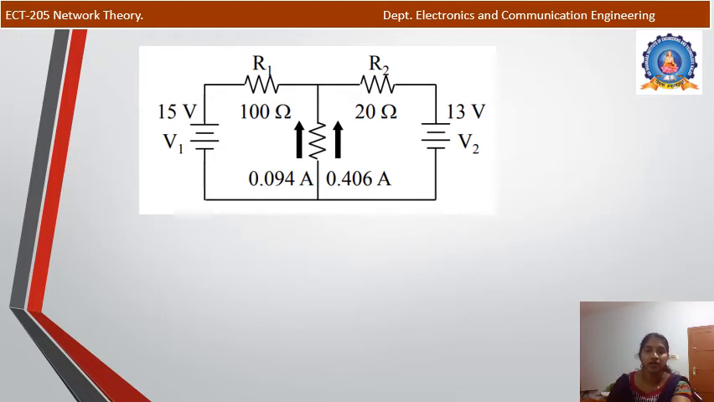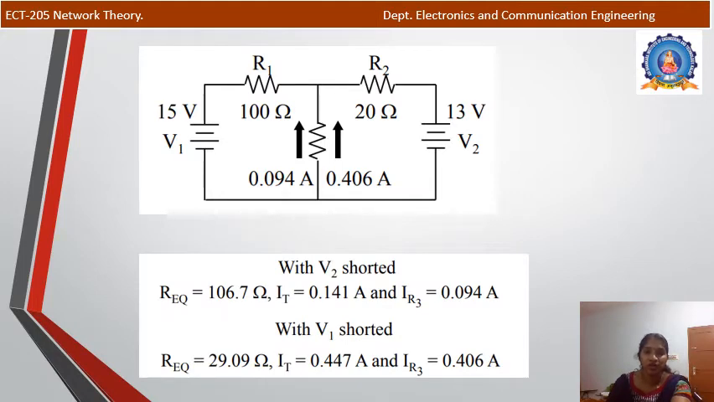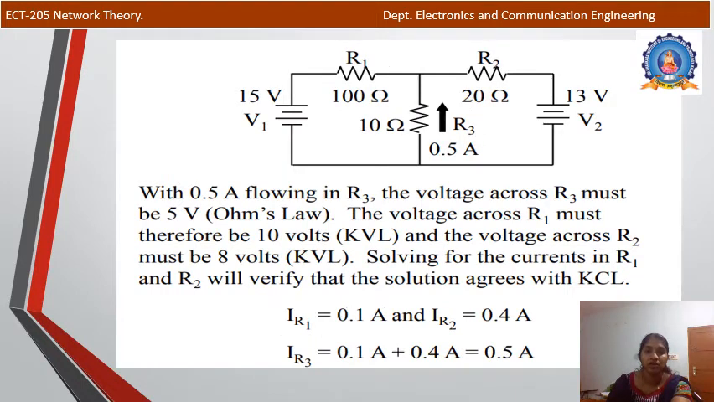So this is the current direction. When we are applying the superposition, what would be the total current? I total will be 0.1 plus 0.4, that is 0.5 ampere. Right. So here we are applying superposition. We got it as 0.5, and we can verify whether it's correct or not.